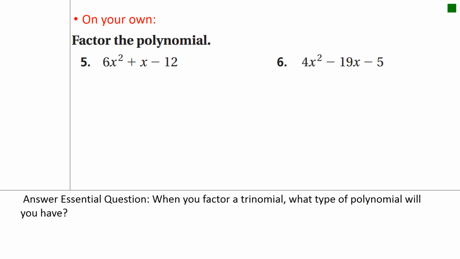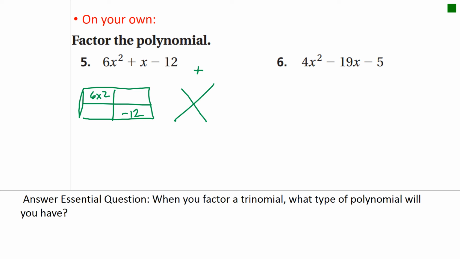All right, problem number 5. You should have seen inside your box, here's what you have going on. You have 6x squared. You have negative 12. You should have set up your diamond to say what plus what is 1 and 6 times negative 12, and what times what is negative 72. Interesting. What times what is negative 72 and what plus what is 1?